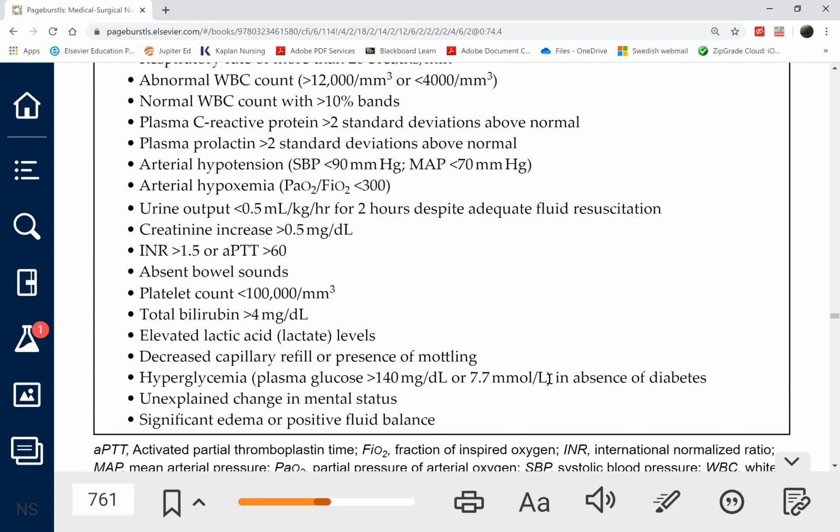Another explanation, of course, is this patient is under stress, right? They're sick. So, of course, cortisol levels will rise. That will contribute also to the hyperglycemia.